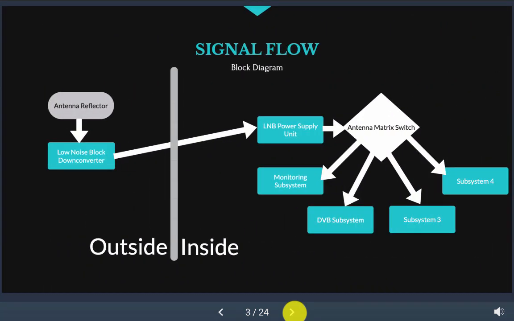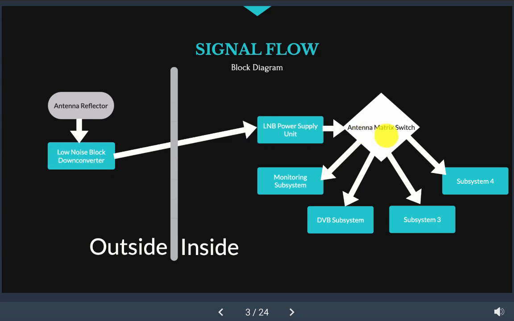All right, so from a 35,000 foot level, looking at a block diagram of the signal flow through your system, you've got your signal coming from the satellite into your antenna reflector, which is going to concentrate and reflect that signal back up into your waveguide to the low noise block down converter. The low noise block down converter is going to amplify and down convert that signal. It's going to go over a cable from the outside of your facility to the inside. On the inside, it's going to go to your power supply unit. Power supply unit's actually supplying the power that powers this LNB outside.